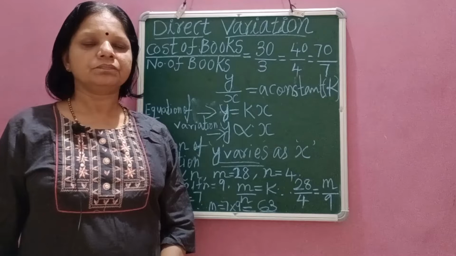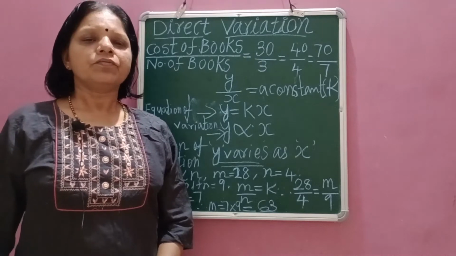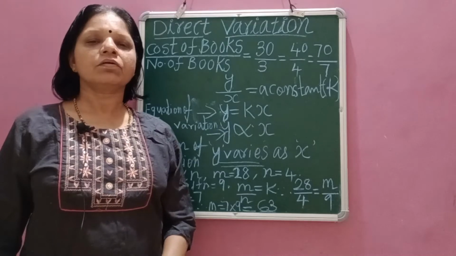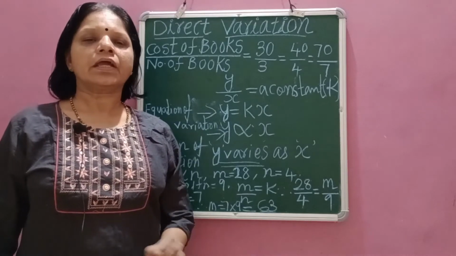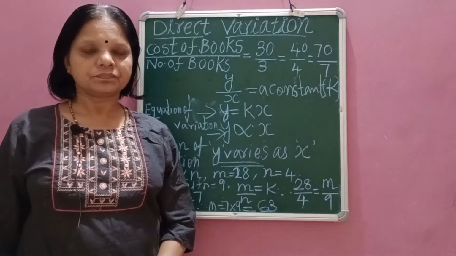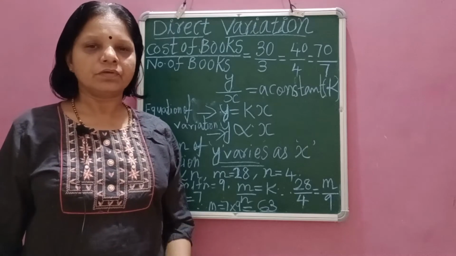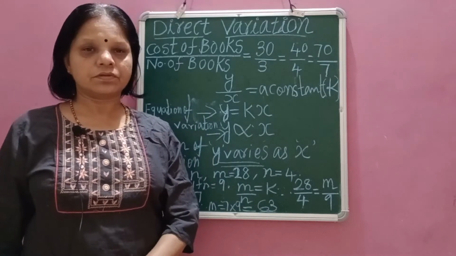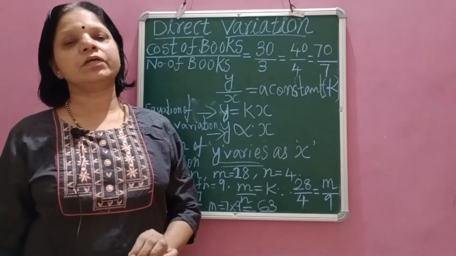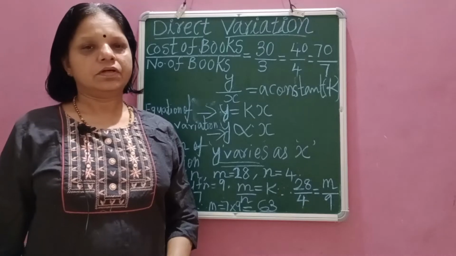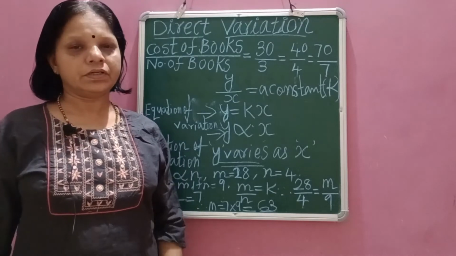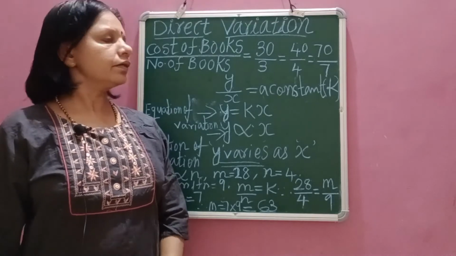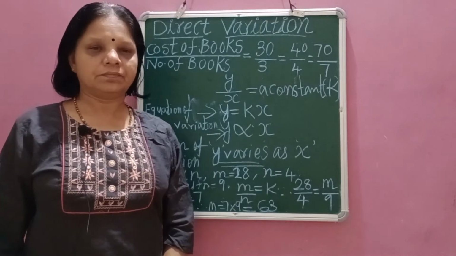For example, if you change the side of the square, what will also change? The area also will change. It is an example for variation. When one quantity changes, the other quantity also changes. Then the two quantities are said to be in variation. There are different types of variation. Here we will study direct variation. That is one of the types.